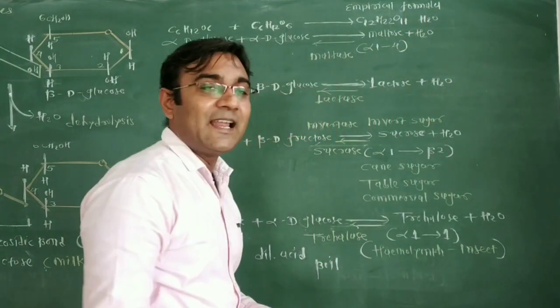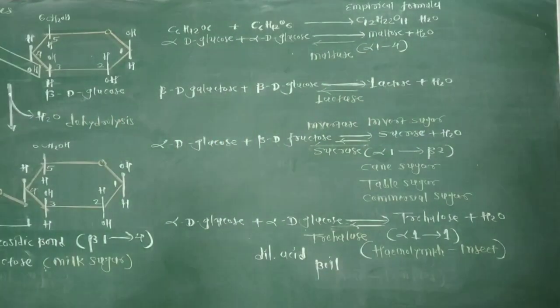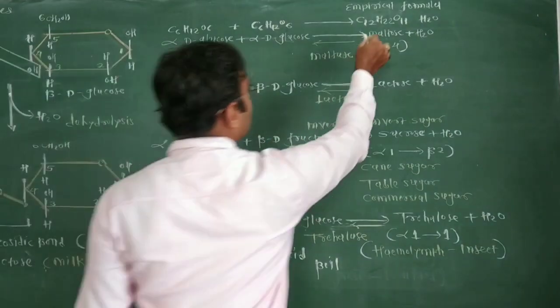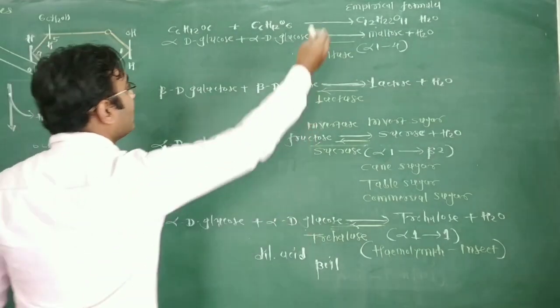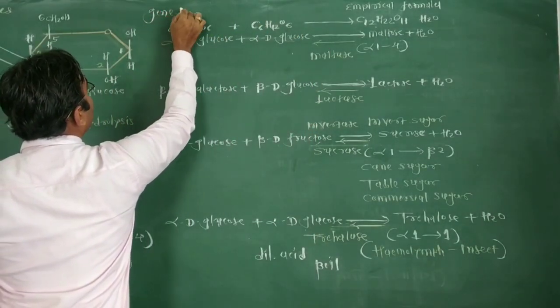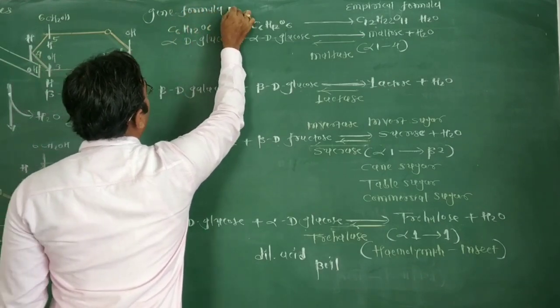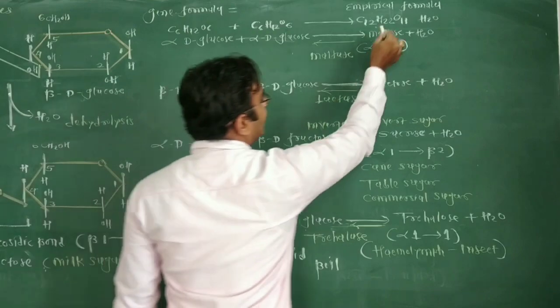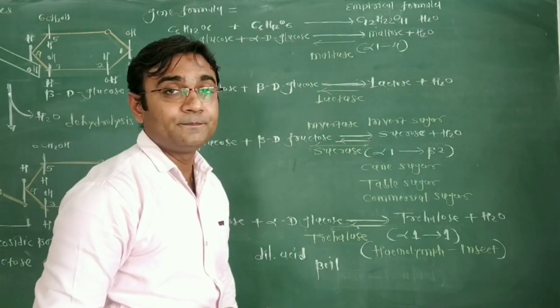Formula for any disaccharide, that is C12H22O11. This is the empirical formula of any category of disaccharide. Now we write the general formula for disaccharide. See here, the proportion of hydrogen to oxygen is 2:1.